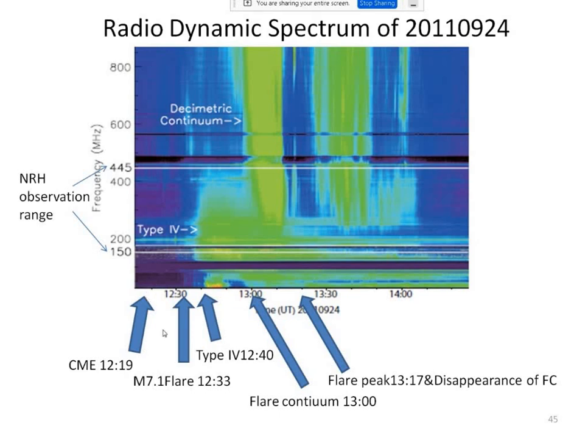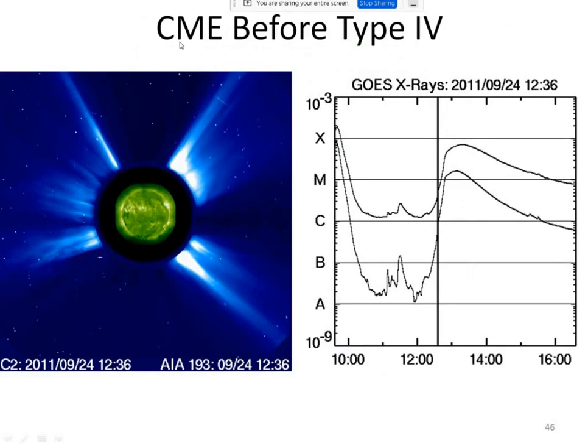The CME appeared here, and then there is an M7.1 flare at this time, and the type 4 radio burst started here, and there is a flare continuum, which I mean here. This one started at 1 p.m. And then the flare peaked at this time, and the spectrum and the flare continuum disappeared here. For now, we still can't say for sure that this is a stationary type 4 radio burst, because it seems that there is a little bit of drift or not. So we will confirm this later.